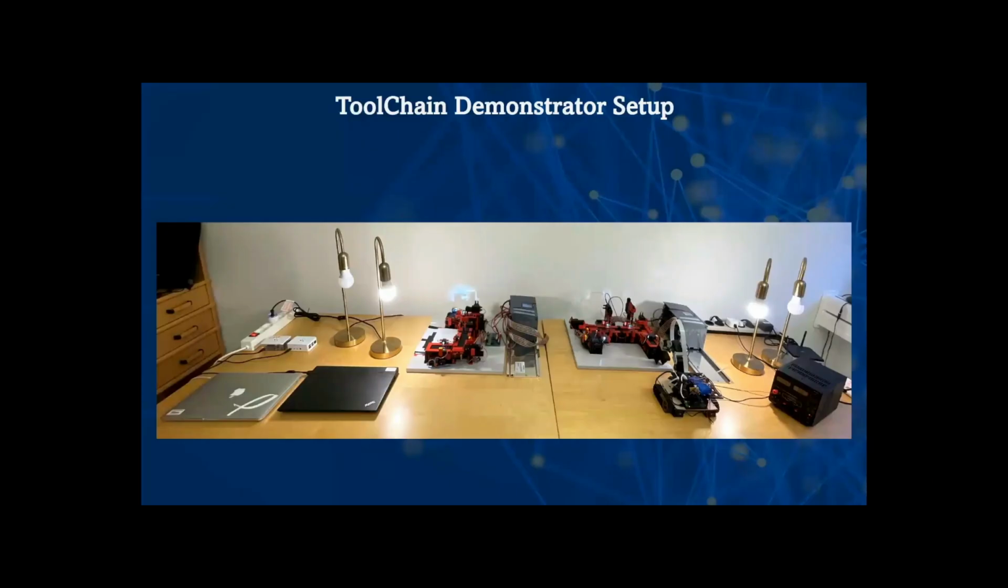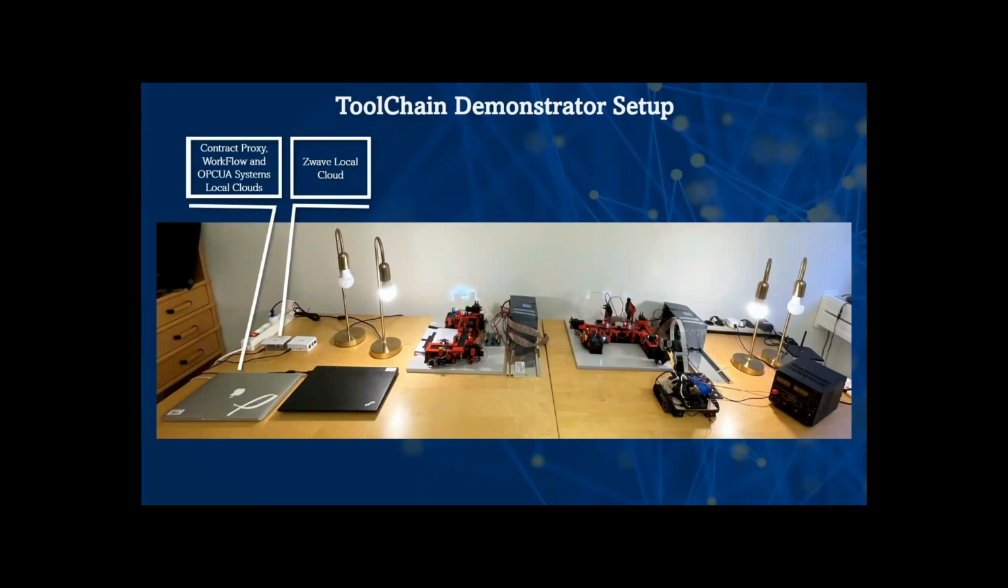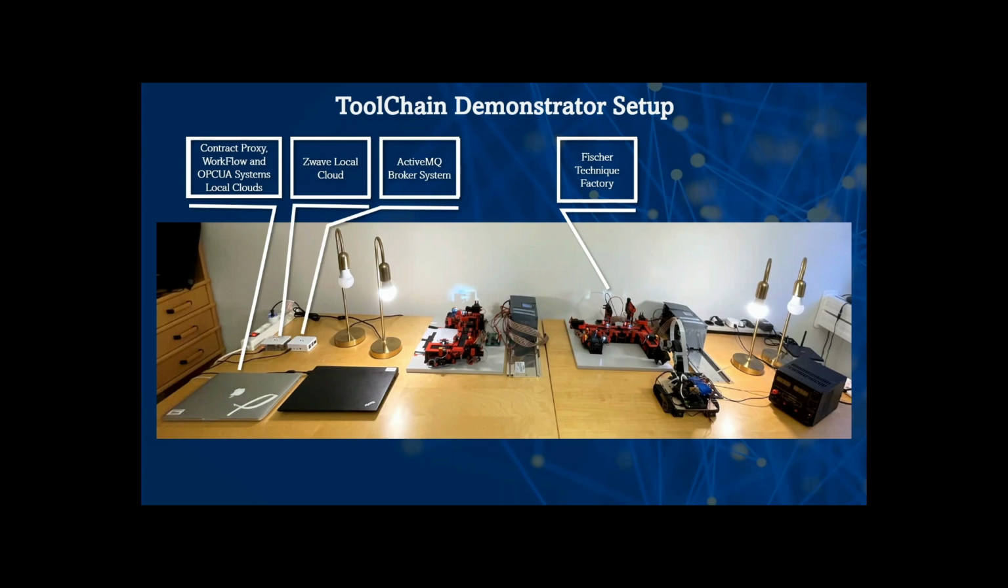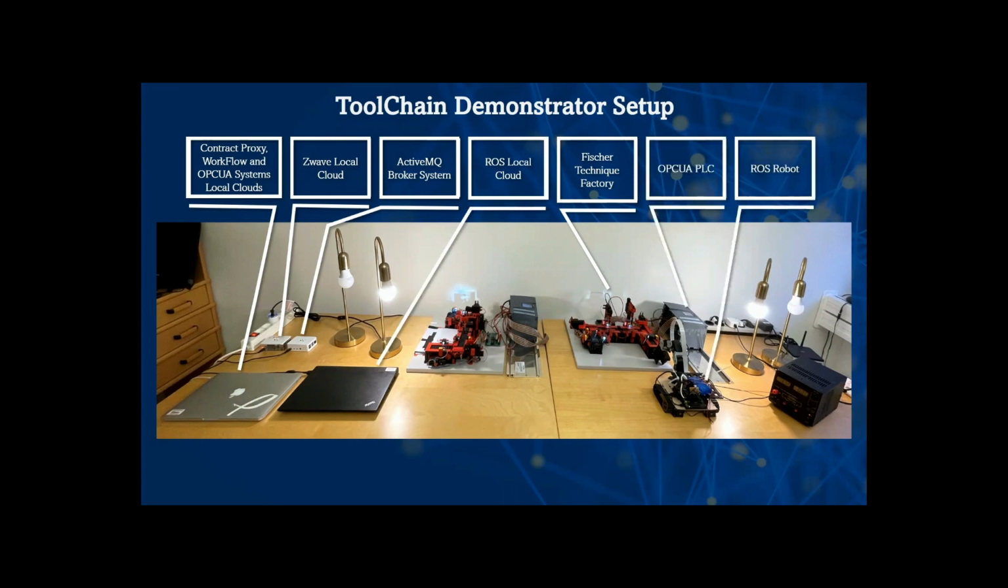The demo consists of 4 Arrowhead local clouds. The first one is a Z-Wave local cloud on the Raspberry Pi. Then we have a contract proxy, workflow and OPC systems local clouds. Then we have a Fischertechnik factory and ActiveMQ broker system on a Raspberry Pi as well. Then we have a ROS local cloud. Then we have an OPC PLC and a ROS robot.